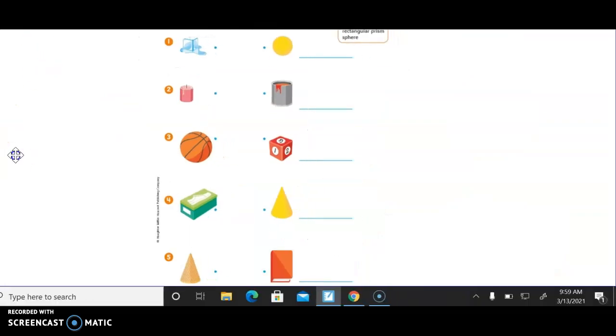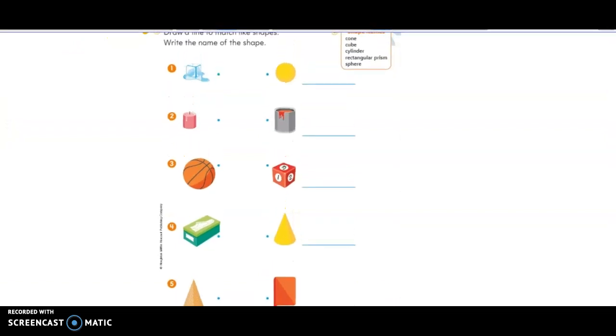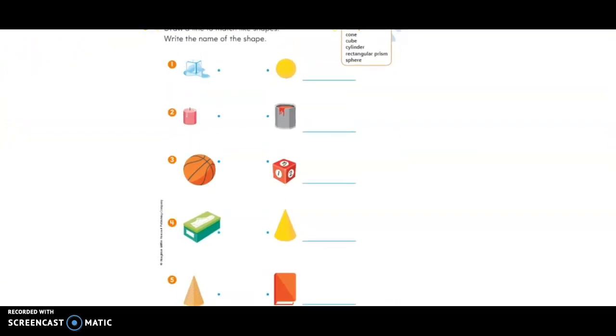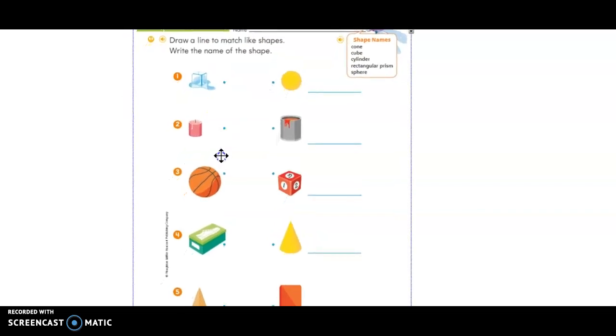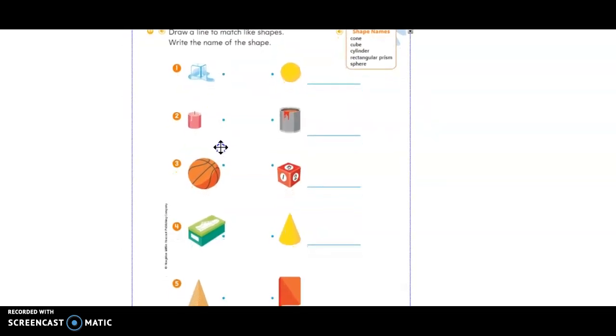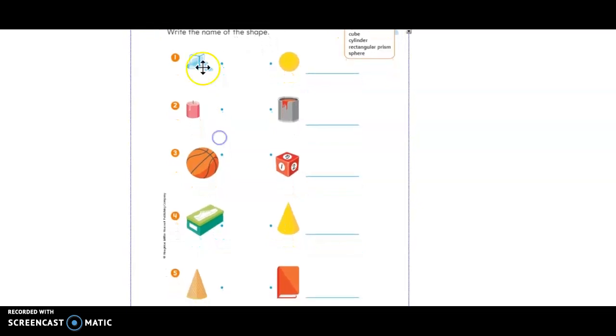All right, so on your workbook page, which is 313, I want you to please draw a line. Doesn't want to work with me today. To match the shapes that are the same. Write the name of the shape. So for example, this one's kind of easy because it's an ice cube. It kind of tells us in the name, ice cube.